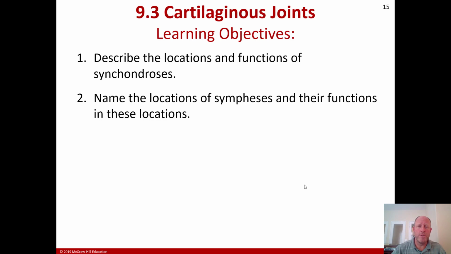All right, we're now talking about section 3 of chapter 9 on joint articulations, or we should say skeletal articulations. We're now referring to cartilaginous joints. We just talked about the fibrous joints. With cartilaginous joints, you should be able to describe the locations and functions of synchondroses and name the locations of symphyses and their functions in these locations.